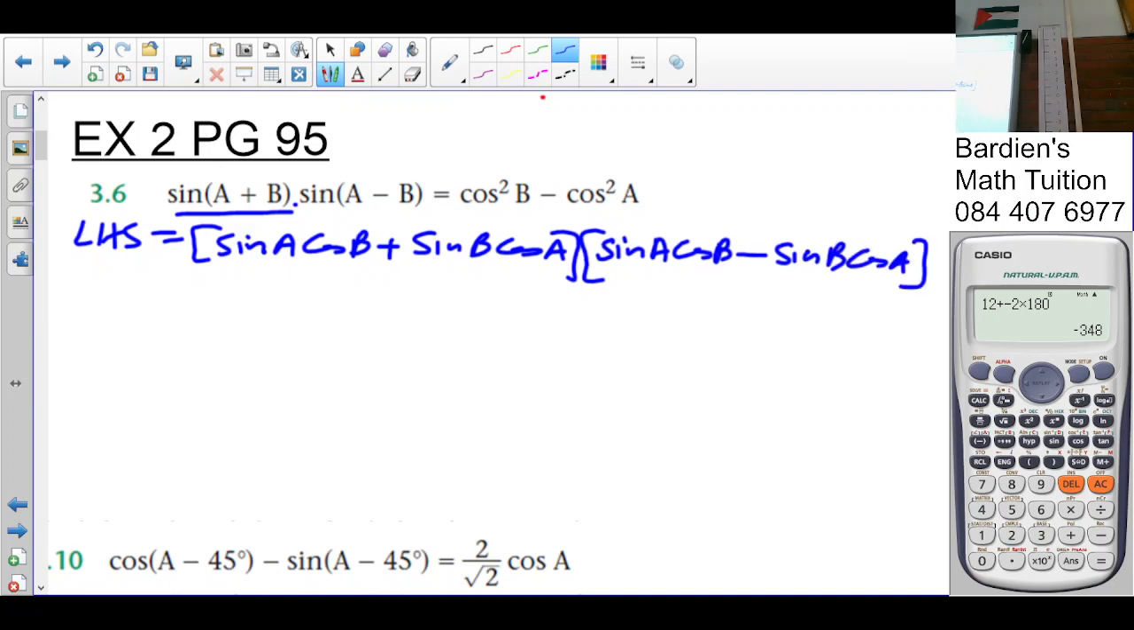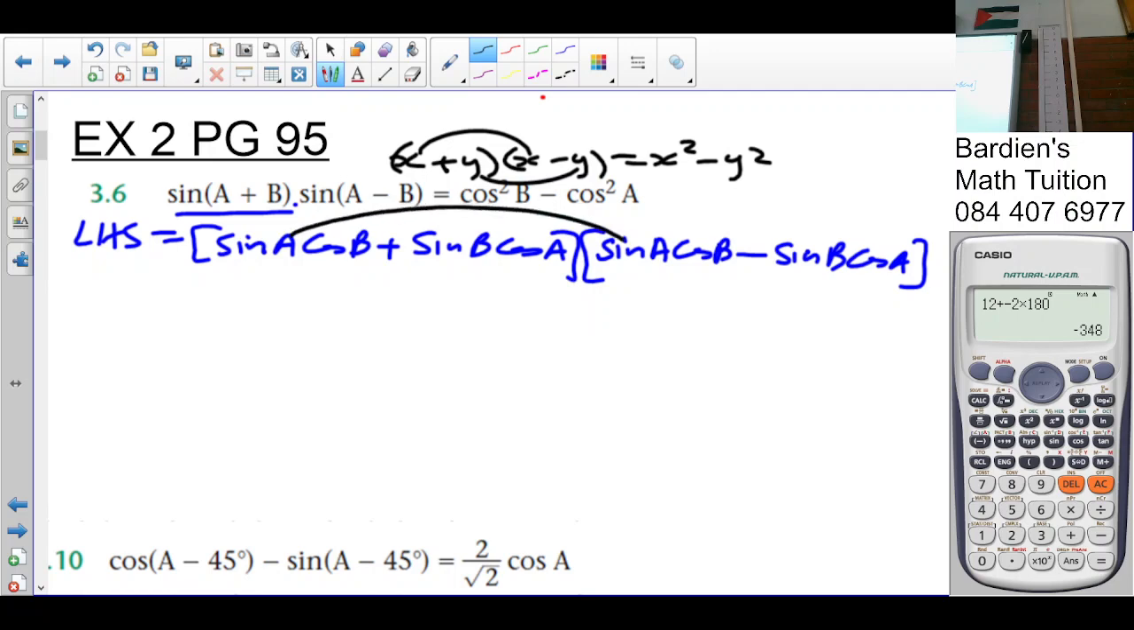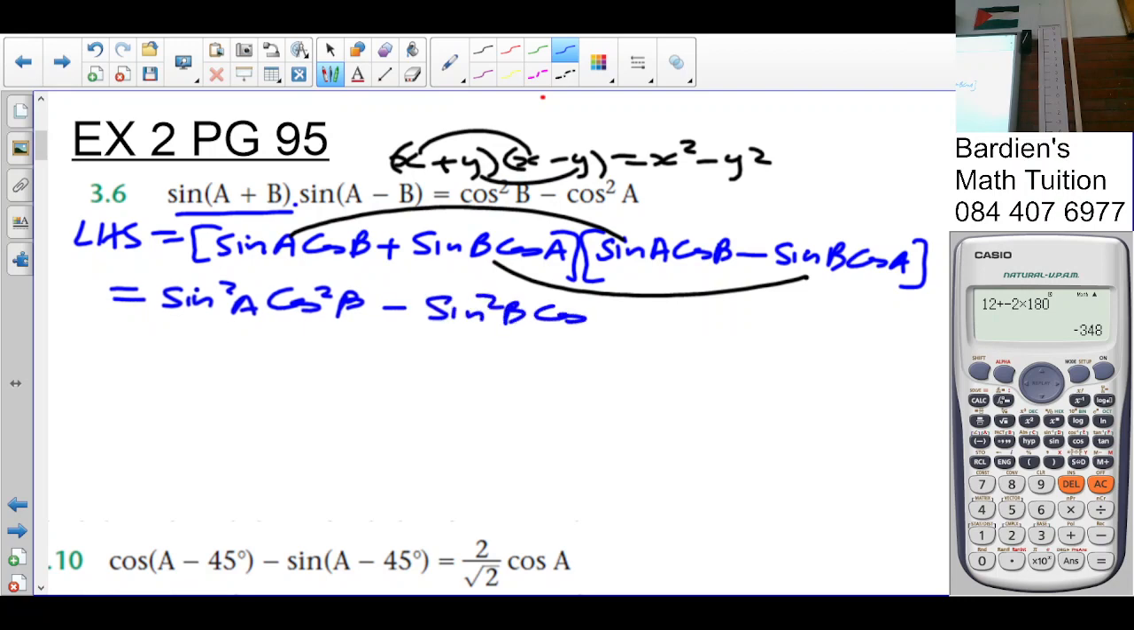So what do we notice? The conjugate pair, not so? This is the same as saying x plus y times x minus y. Multiply the first and the last, gives you x squared minus y squared. Not so? So here the same story. Multiply the first and the last. So now it gives us sine squared A, I think I did something like this yesterday, cos squared B, minus sine squared B, cos squared A.